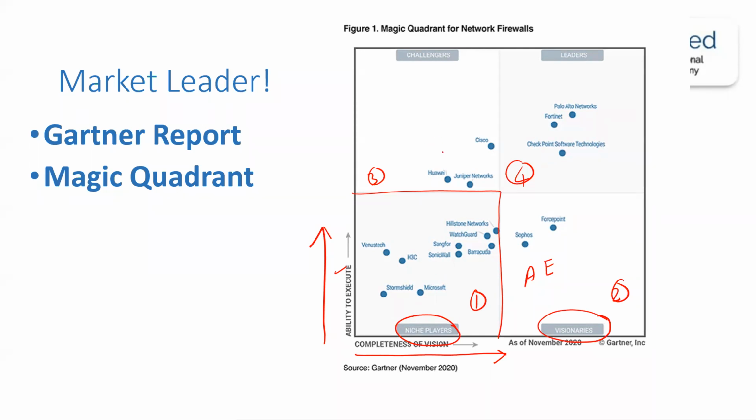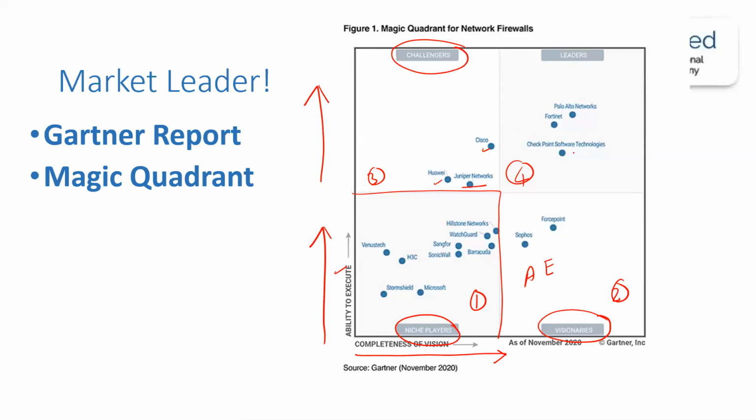Then the third one is called challengers. What are challengers? Challengers basically means their ability to execute is impeccable. They are executing quite fast. They are able to meet the market demands, and whatever is required right now, they are able to execute that. Juniper Networks, just to tell you, was a couple of years back also in the leader quadrant. Now it has shifted to challengers. Huawei is coming up. Cisco is in the challengers as well.